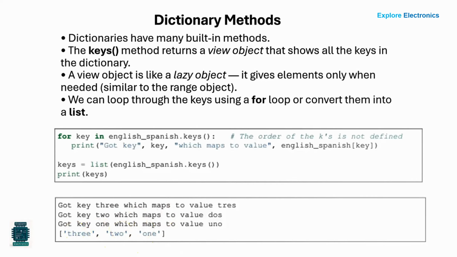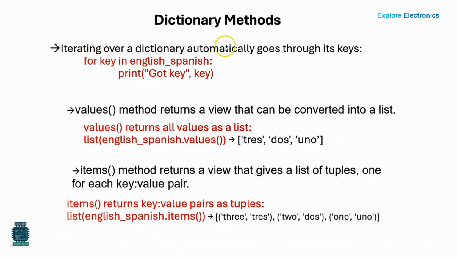And the next topic is iterating over a dictionary automatically goes through its keys. If I iterate over a dictionary, it will automatically go to the keys present in the dictionary. Let us see an example. For key in English Spanish, it will go through each key in the English Spanish. Print got key and the key. It will print as it is: got key 1, got key 2, got key 3. Clear with it?